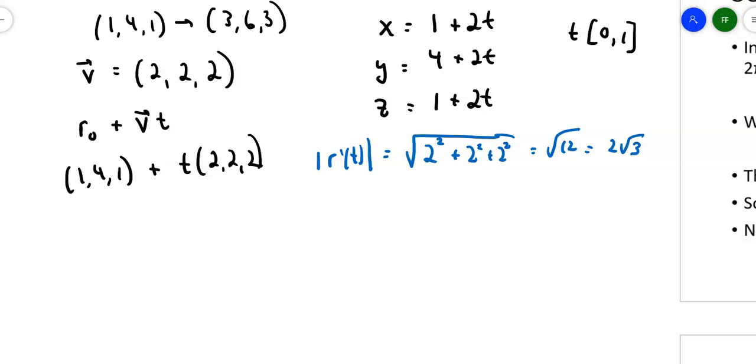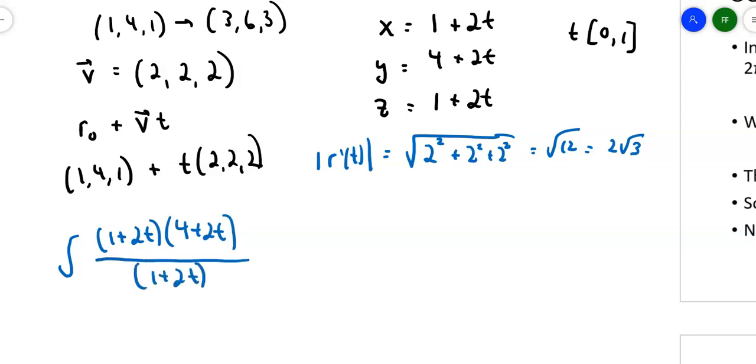Right, and now when I set this up, it's the integral of xy divided by z. So the integral of x, which is 1 plus 2t, times y, which is 4 plus 2t, so there's xy divided by z. Don't forget to multiply by the magnitude of r prime, integrated with respect to t, from 0 to 1. So look at all those things I had to remember. I have x, y over z, there's my magnitude of r prime and my limits of integration.